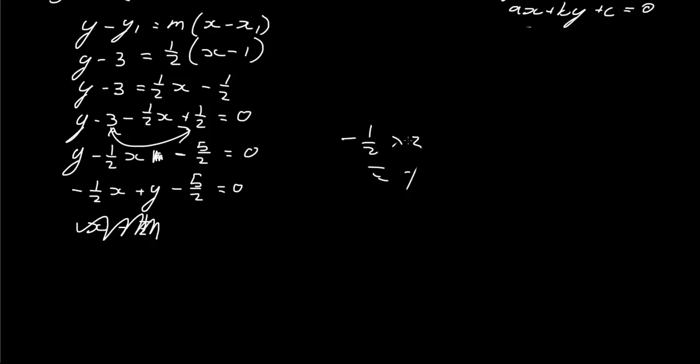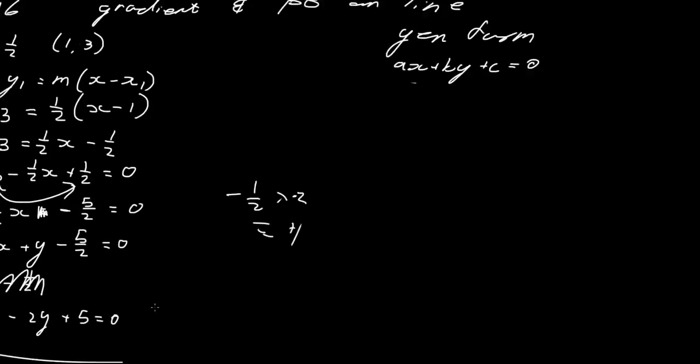And negative half times negative 2 is equal to plus 1. And that's what we want in front of our x here. So, let's do that. That gives us x minus 2y plus 5 equals 0. And there we go. We're in the general form. Question is done. Okay, let's see if I've got some space here to do the next one.